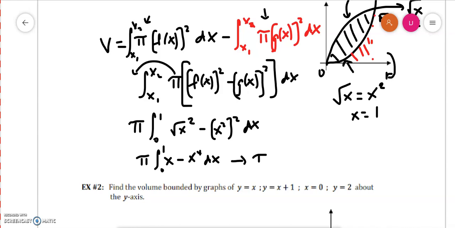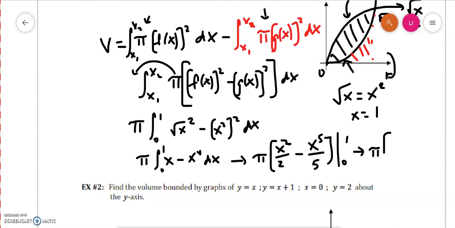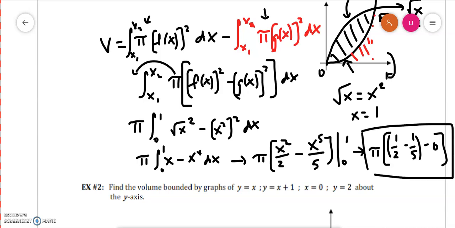X integrates to x squared over 2. X to fourth integrates to x to fifth over 5. And you'll integrate this from 0 to 1. Remember to substitute in. So pi of 1/2 minus 1/5. And if you substitute in the 0, it would just be 0. So there is your answer.